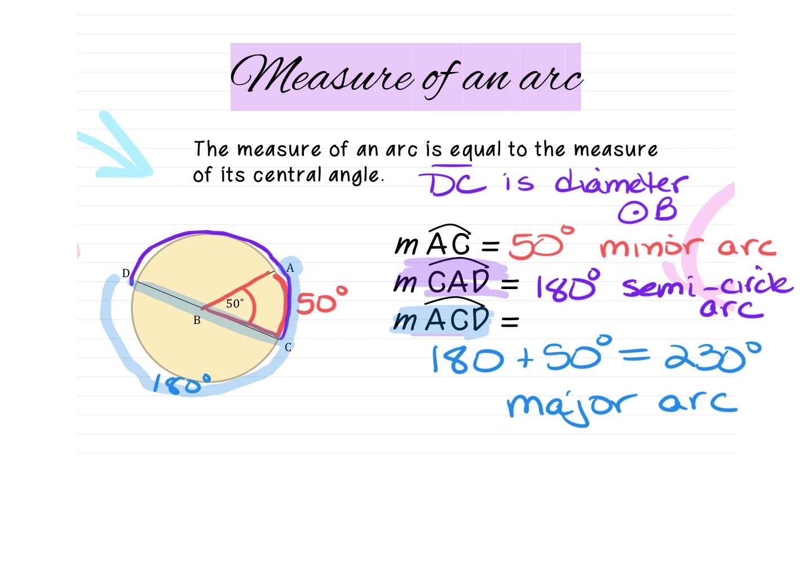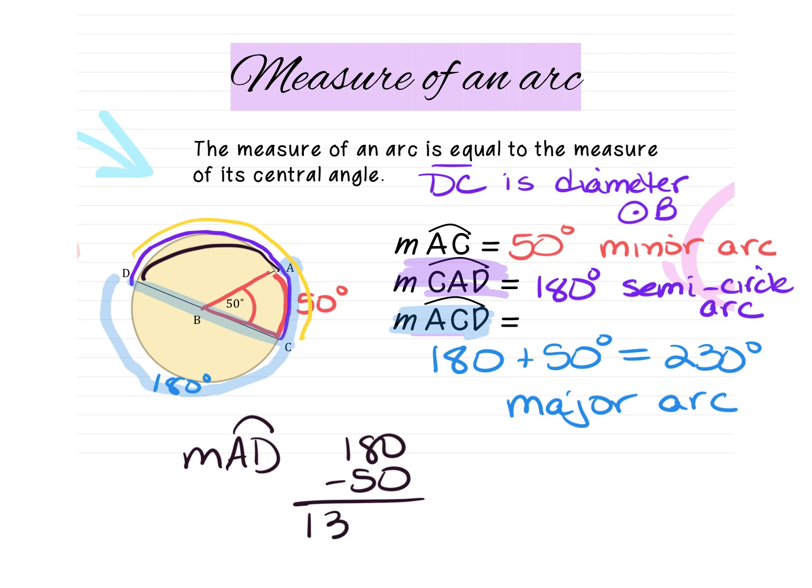Now, let's say they asked us to also find arc DA or AD, this one. So let's say they said find the measurement of arc AD. Then here, since I know that this is a semicircle arc, the endpoints, to find AD, I can do 180 minus 50, and I get 130 degrees, which would be the measurement of arc AD, because this central angle is 130.